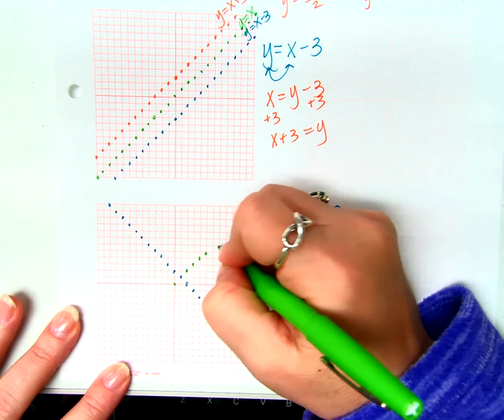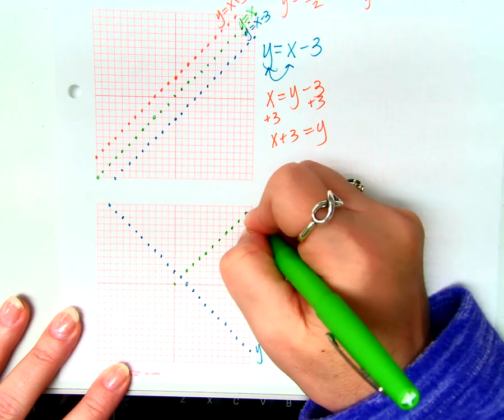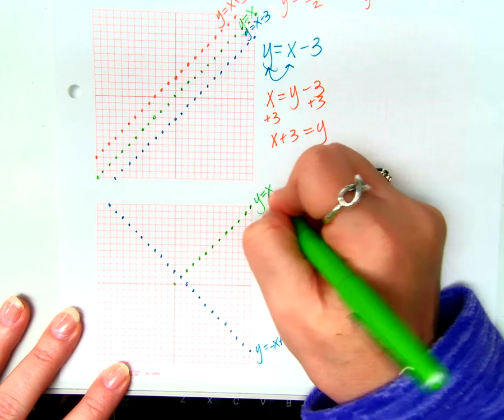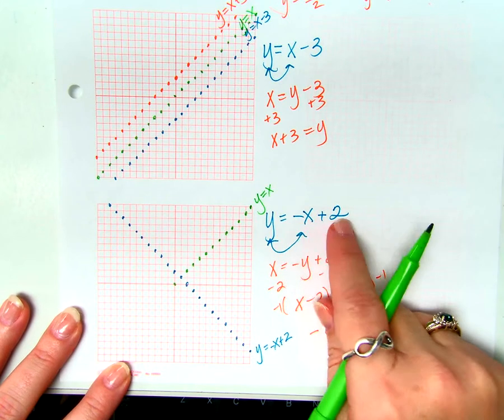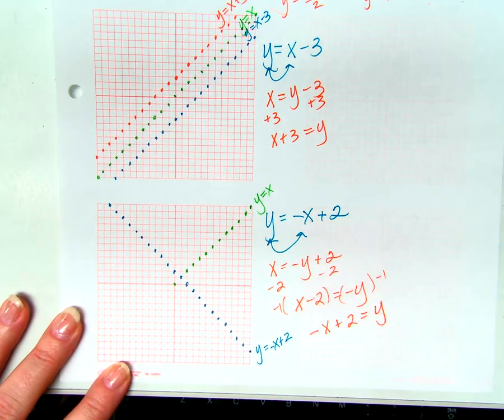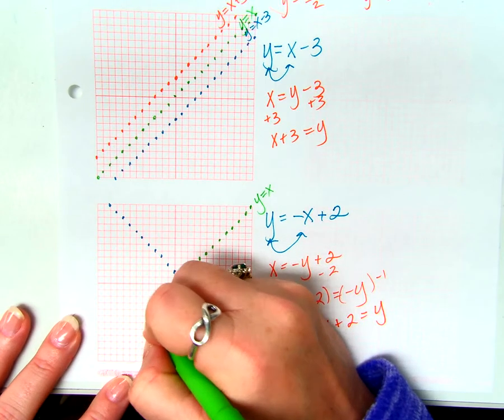These two lines are perpendicular, aren't they? Now I know that because the equation of this line is y equals x, and the equation of this line is y equals negative x plus 2. The slopes are opposite reciprocals of each other, aren't they? So I know that they're perpendicular.